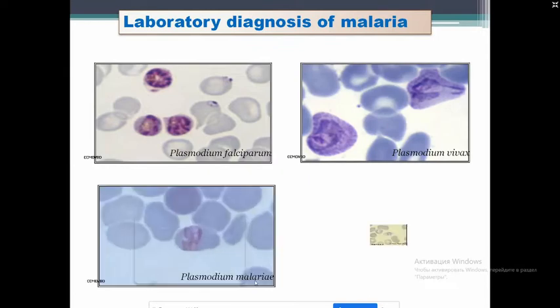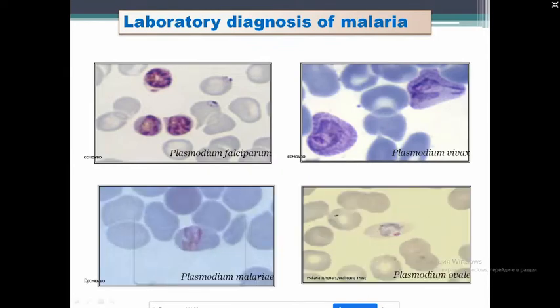On the slide you can see erythrocytes with Plasmodium falciparum, dear students, vivax, ovale, and malariae. In case of ovale malaria, erythrocytes change their shape and look oval.